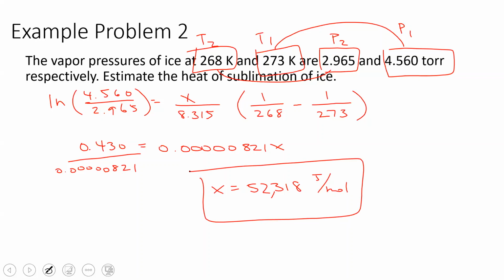So again, as long as you plug these in the right spots in the equation, the rest is just straight calculator work.